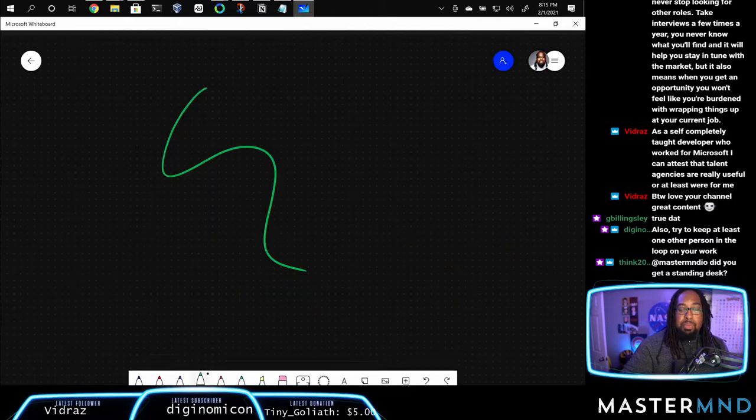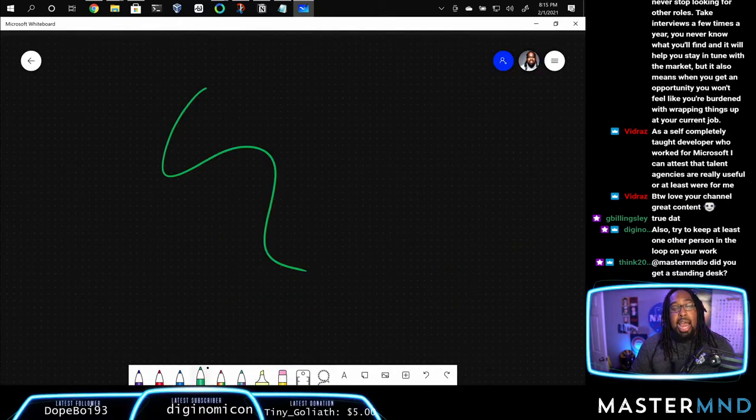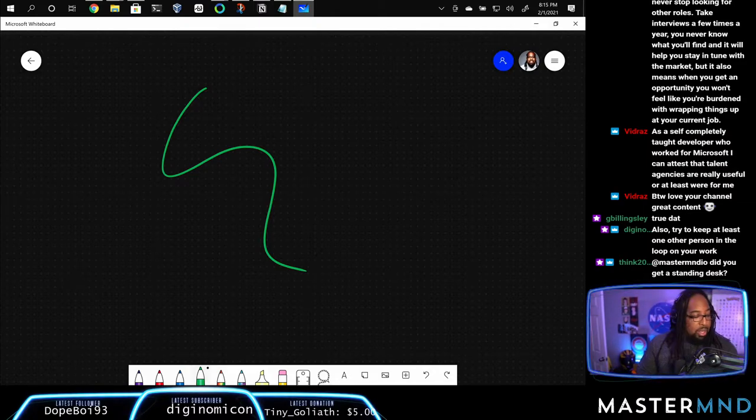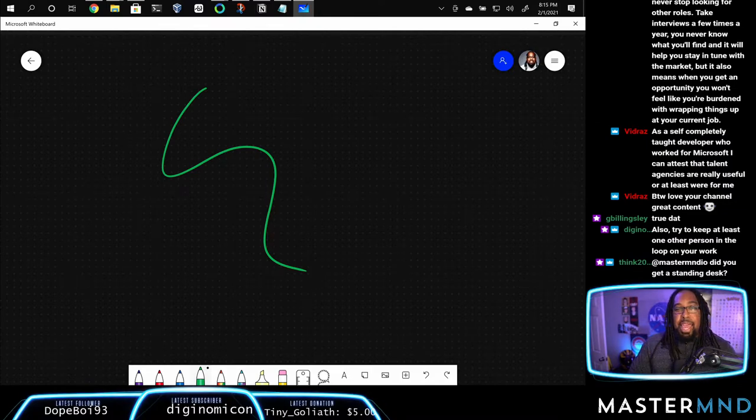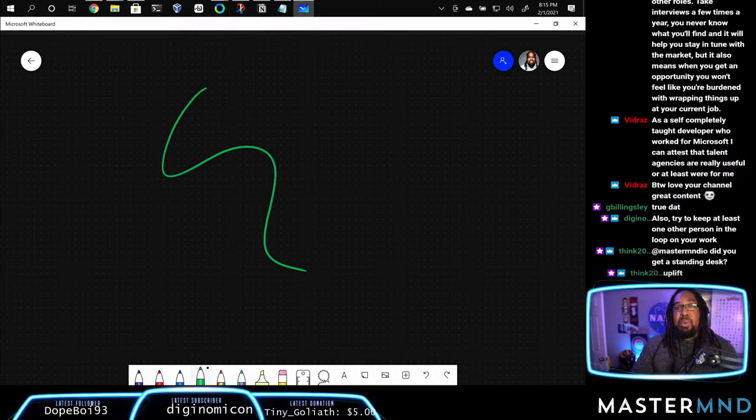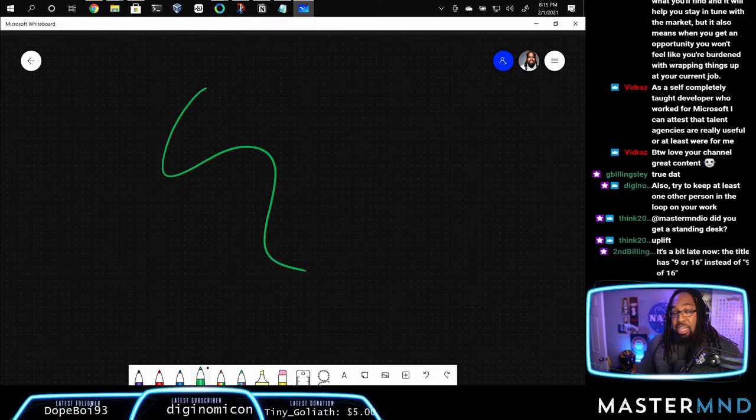But I did get a standing desk. Not Autonomous. Who are the other people? It's Autonomous, and then there's another company that's not Autonomous that goes head to head with Autonomous. Uplift, thank you, you got it. Yes, I got the Uplift V2. I love this standing desk a lot.